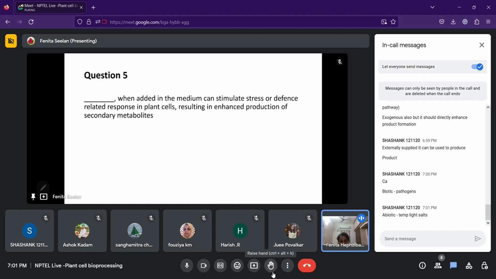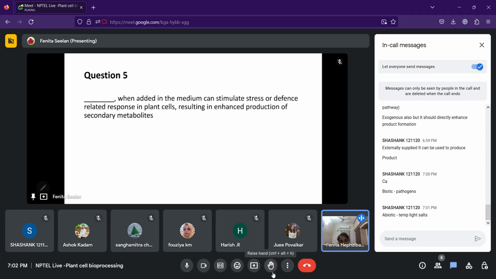So temperature, if you give harsher temperature, for example the plants will withstand only 25 degrees Celsius and you're giving 30, what will happen? They will undergo stress, right? That is not the temperature they are accustomed to. So this will in turn cause a stress response in the system and they will start producing secondary metabolites to counter the derogatory effect of the temperature.